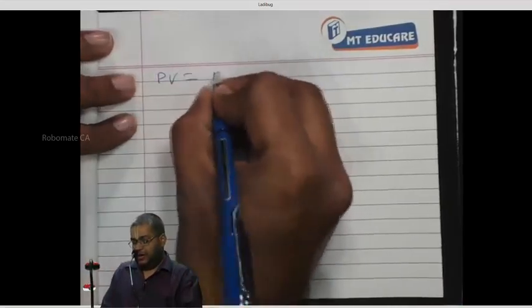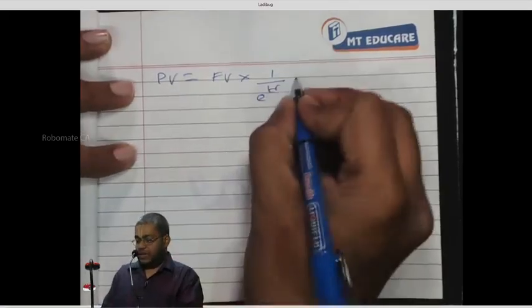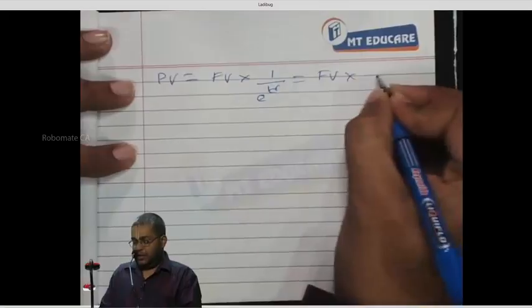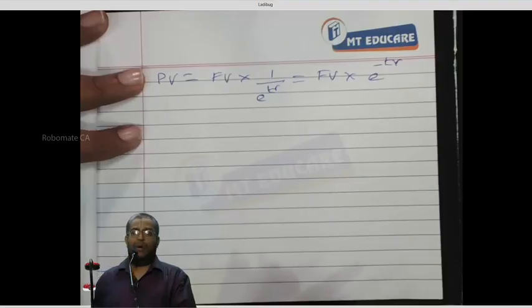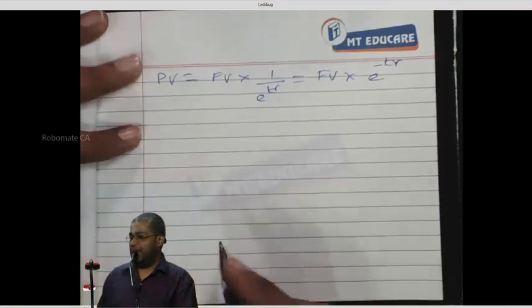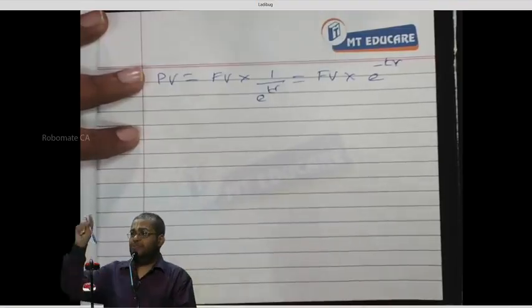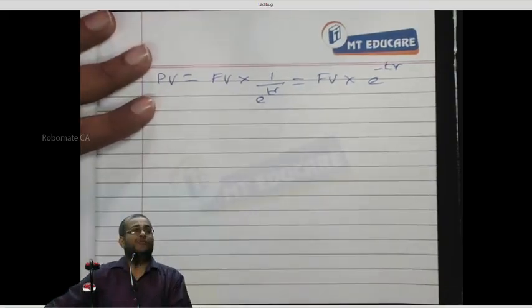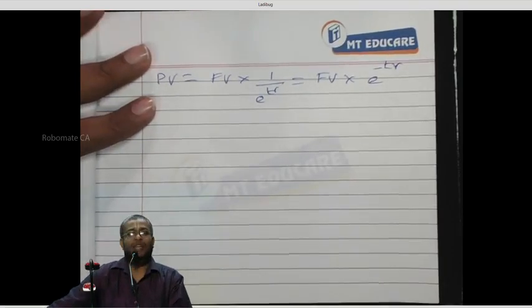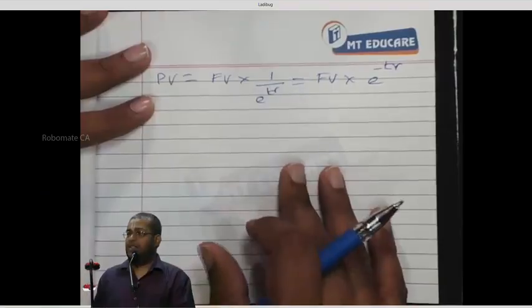Present value is equal to what? Future value into 1 by e power tr. In books, present value is future value into e power minus tr, because 1 by x is nothing but x power minus 1. So 1 by e power tr can be written as e power minus tr. A number raised to a minus power is nothing but the inverse. X power minus 2 is 1 by x square. Like that, 1 by e power tr is e power minus tr. That's how one should calculate the present value.